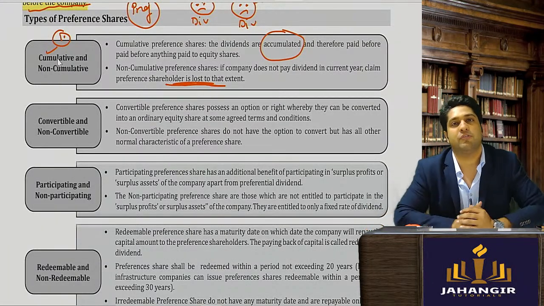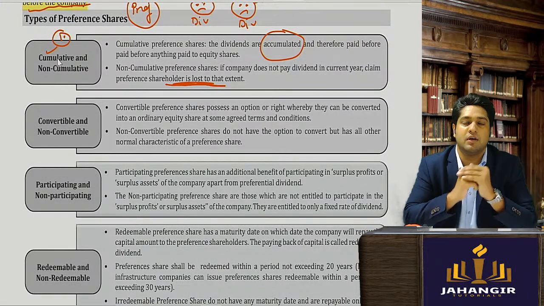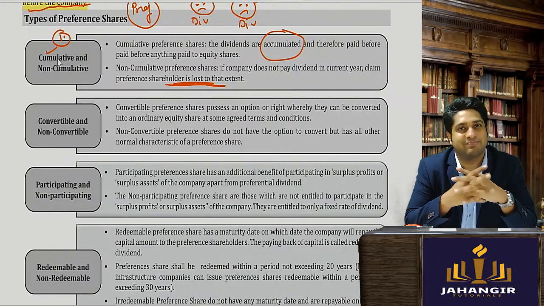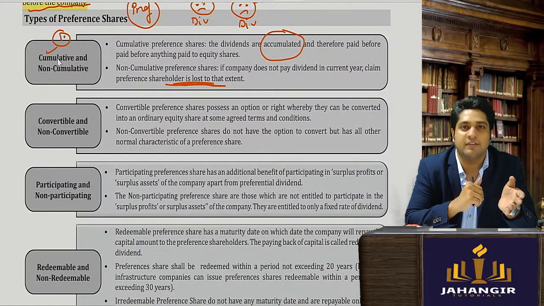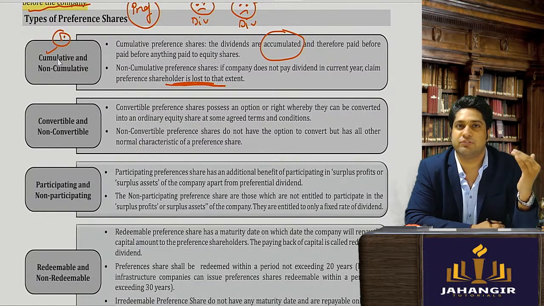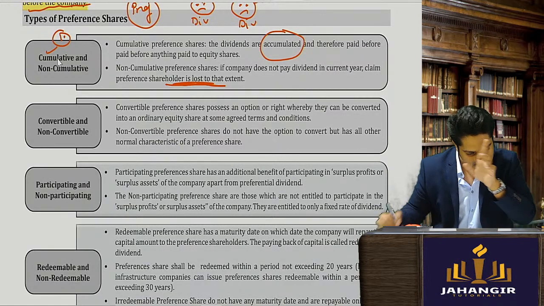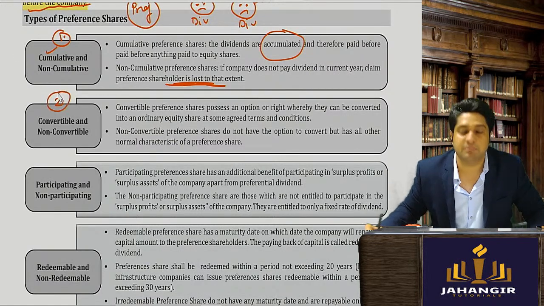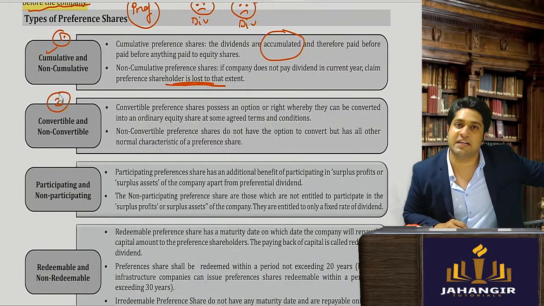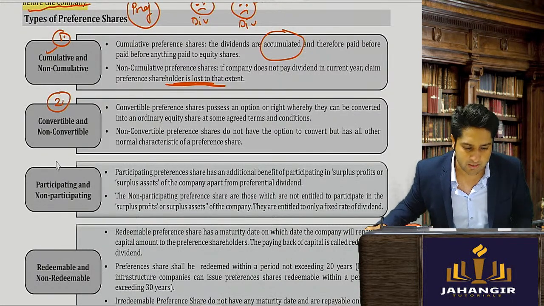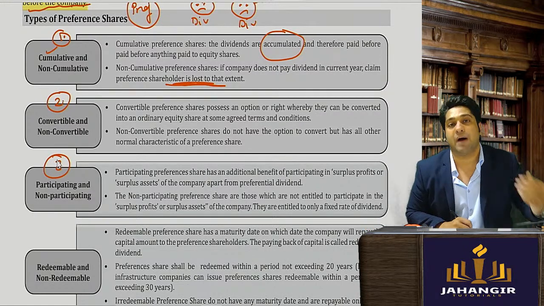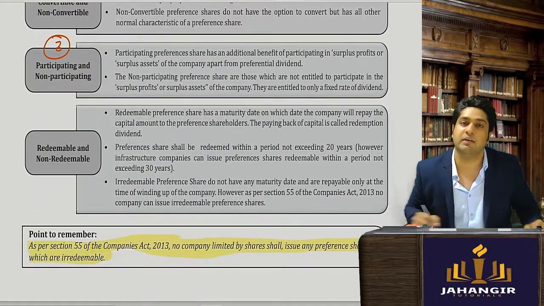So which one do you prefer to have, cumulative preference shares or non-cumulative? Obviously cumulative. That is why cumulative preference shares will be more expensive. Next, convertible means they can be converted into equity shares of the company. Non-convertible means they cannot be converted into equity shares of the company. Participating and non-participating preference shares.